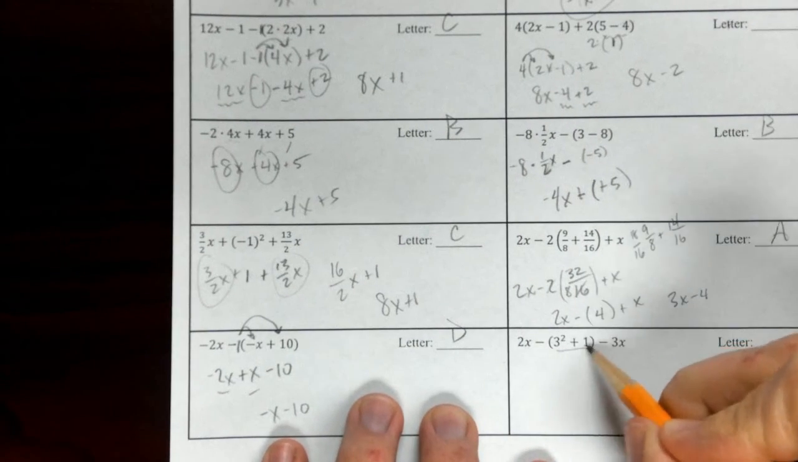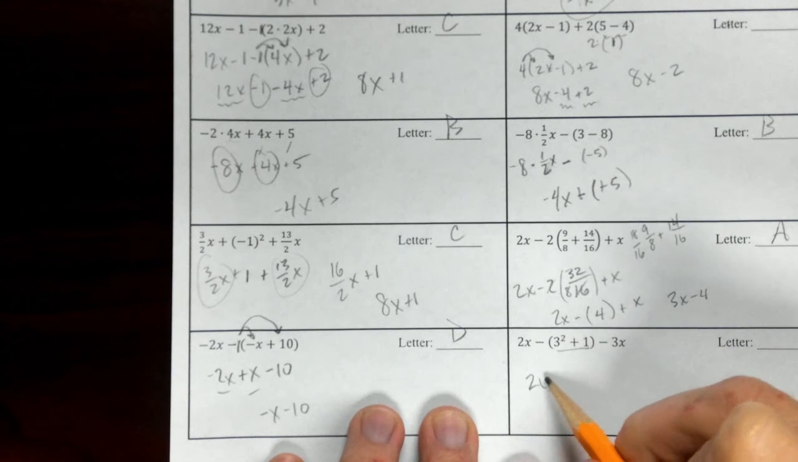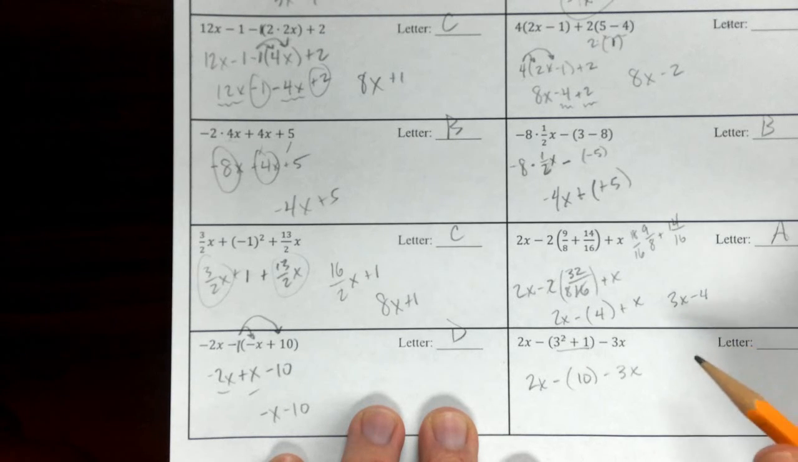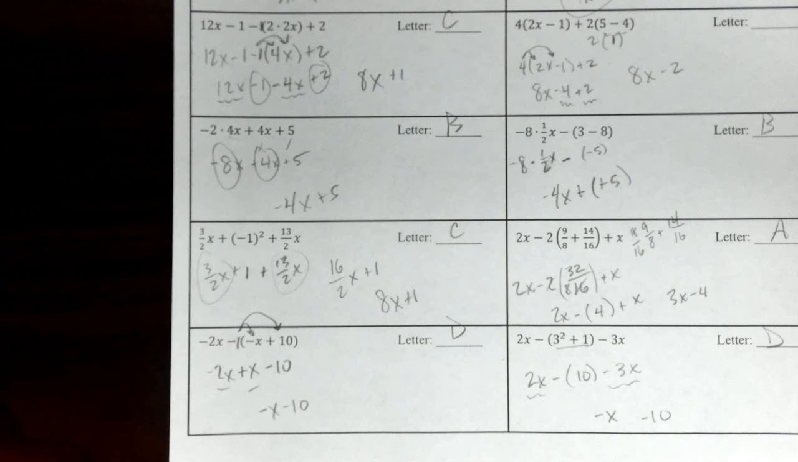Last one, we're looking to simplify inside the parentheses, so we get 2x minus 3 squared is 9 plus 1 is 10 minus 3x. Combine like terms, so we've got 2x minus 3x, it gives me a negative x, and then minus 10. Easy breezy.